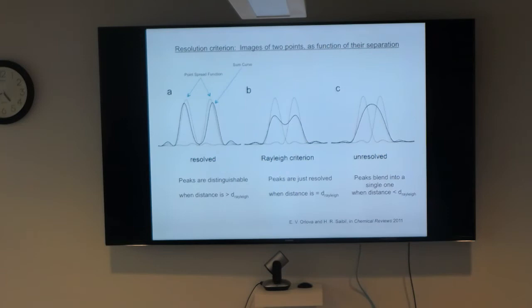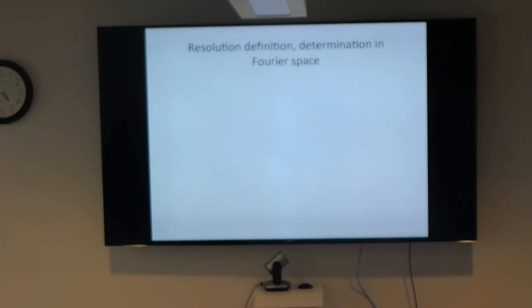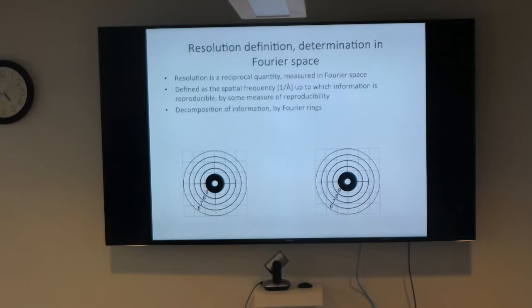Resolution criterion. The Rayleigh criterion operates with the idea that you're able to put two points on a light microscope and then look at what happens as a result of putting them in two different positions. We don't have that luxury in electron microscopes. We cannot put atoms or anything at a distance to each other. So we have this completely different definition. We have resolution as a reciprocal quantity, and it's measured in Fourier space.